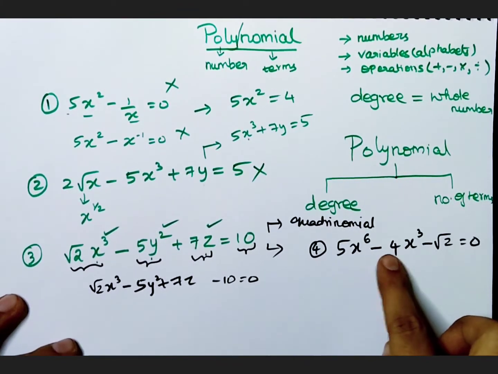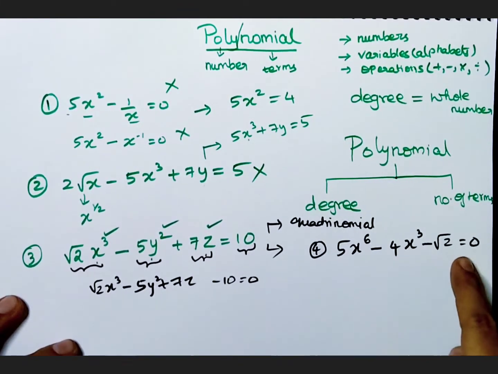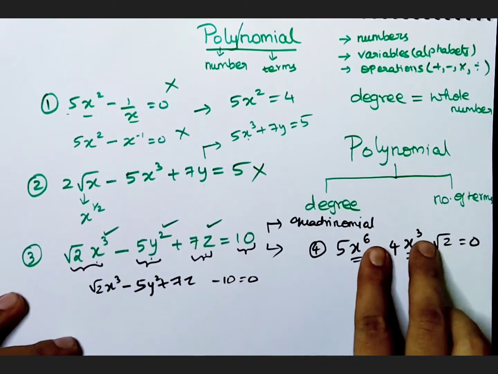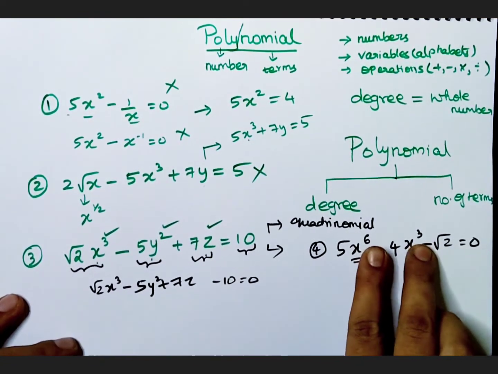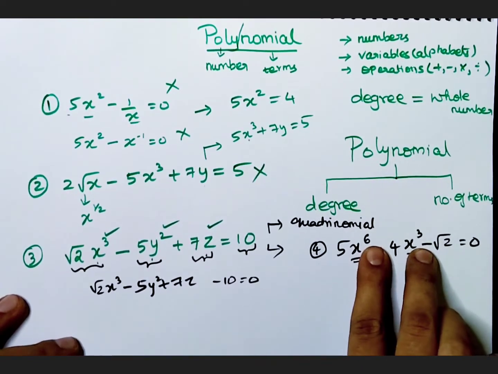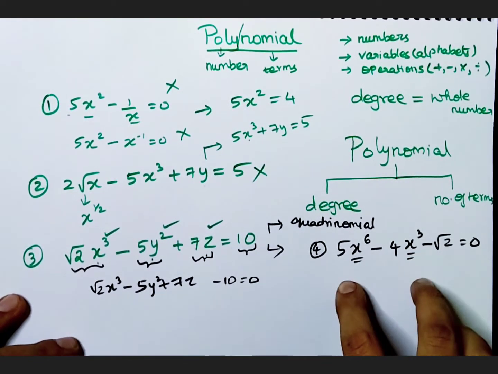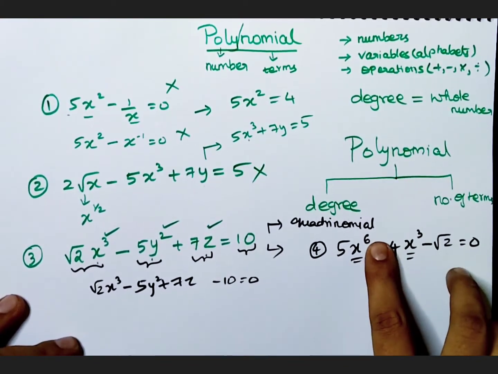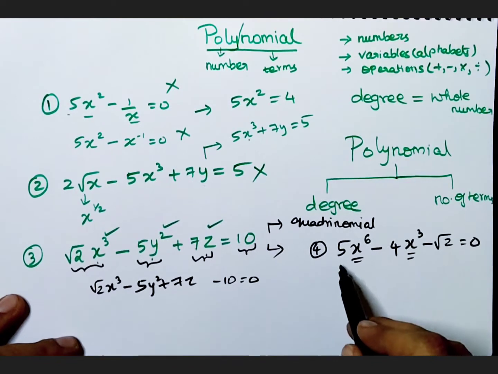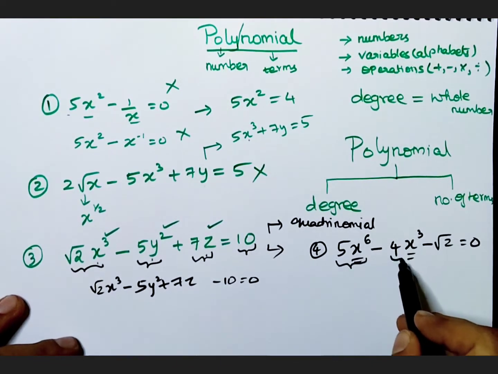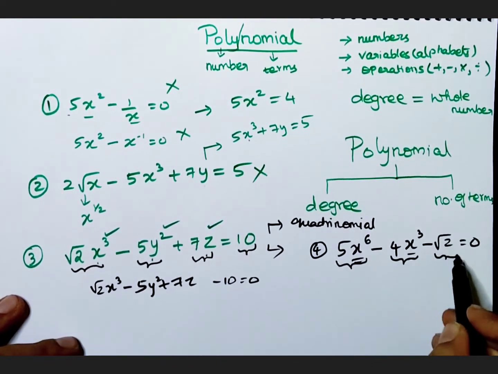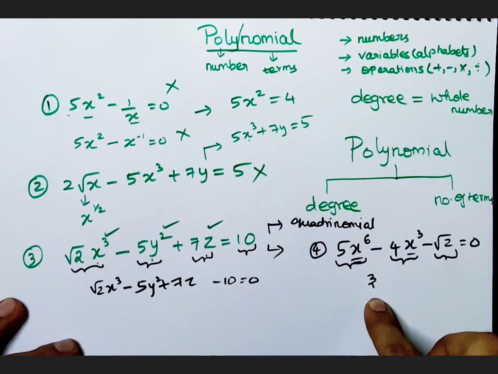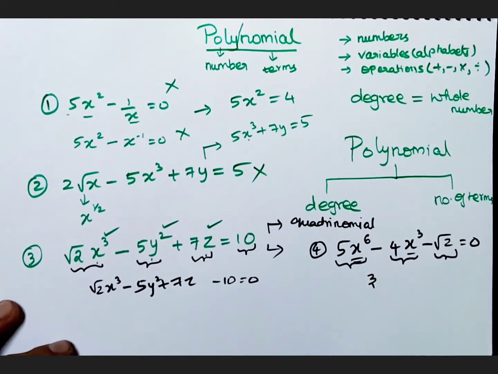5 into x power 6 minus 4 into x power 3 minus root 2 equal to 0. So we have x power 6 and x power 3. Comparing these two numbers in the degree, 6 is the highest. As we don't have any particular name for this, we say based on the degree, polynomial with highest degree 6. Based on number of terms, we have 5x power 6 as one term, 4x power 3 as one term, root 2 as one term. So we have totally 3 terms. Then based on the number of terms, we say trinomial.